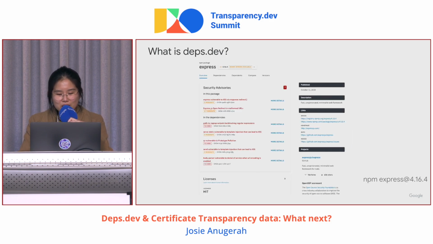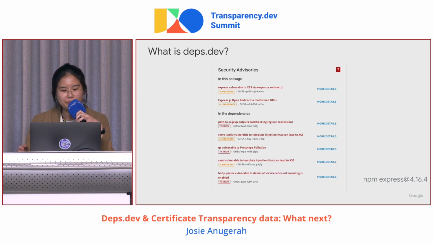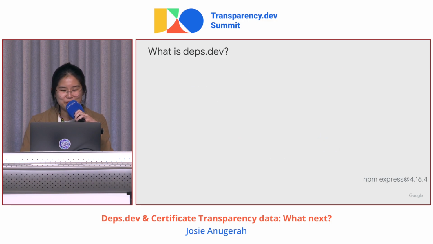You can search for a package on Deps.dev. In this case, I've searched for the npm package Express at version 4.16.4. This is the page that we show for that package version. And a few things I want to highlight. We show the security vulnerabilities known to affect this package version. We get the security vulnerability data from Deps.dev, and then we join that with our dependency data. So for Express 4.16.4, it has a couple of vulnerabilities, both in its package and its dependencies. These have, thankfully, all been fixed in the latest version of Express.